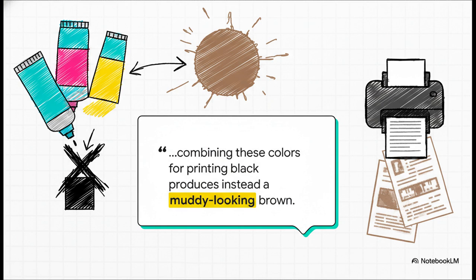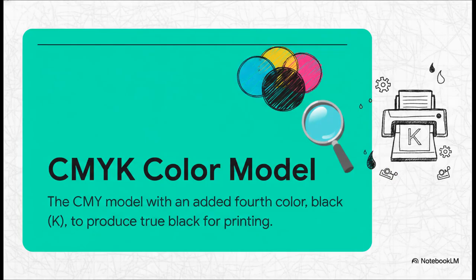The inks we use just aren't perfectly pure, so when you mix them all together, you don't get a nice, crisp black. Instead, you get this muddy-looking brown. And if you're trying to print sharp, clean text, that is a big, big problem. So what's the solution? It's actually incredibly simple.